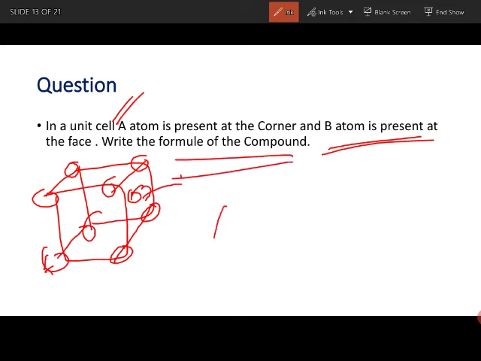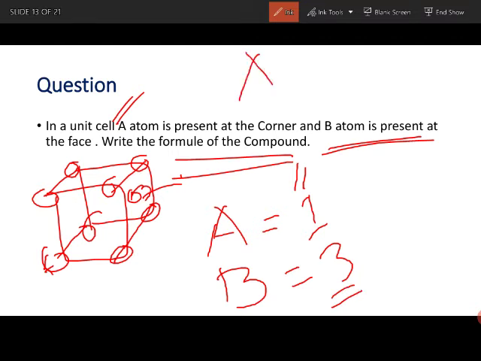This is very easy. Let us come to A. Where is A present? Corner. What is the contribution of corner, students? Just now we have learned. Yes, it is 1. Got it? Come to B. Where is B present? Face. What is the contribution of face? 3. I am not talking about the total number of atoms. I am talking about the contribution. The contribution of A is 1 and the contribution of B is 3. So what is the formula? A, B, 3. Got it? So in this way you have to write the formula of the compounds.